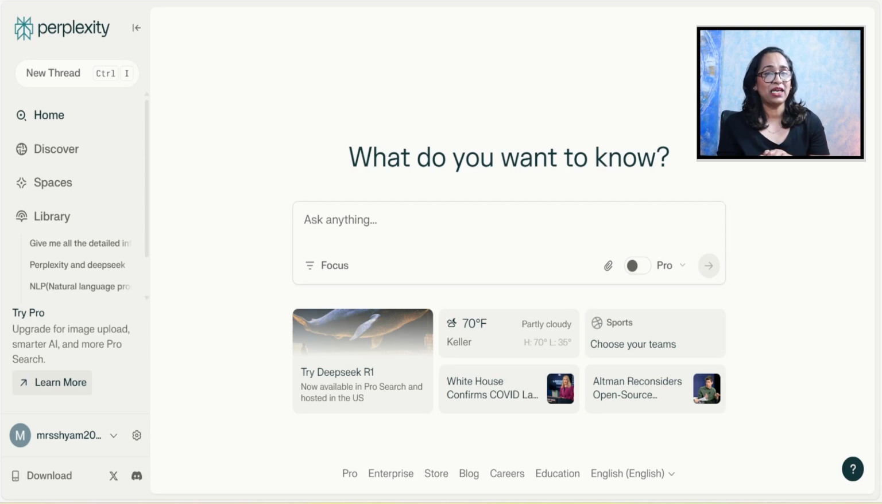By hosting DeepSeek on its local servers in the United States, Perplexity is addressing data privacy and censorship concerns, ensuring data safety, avoiding all those Chinese regulations.